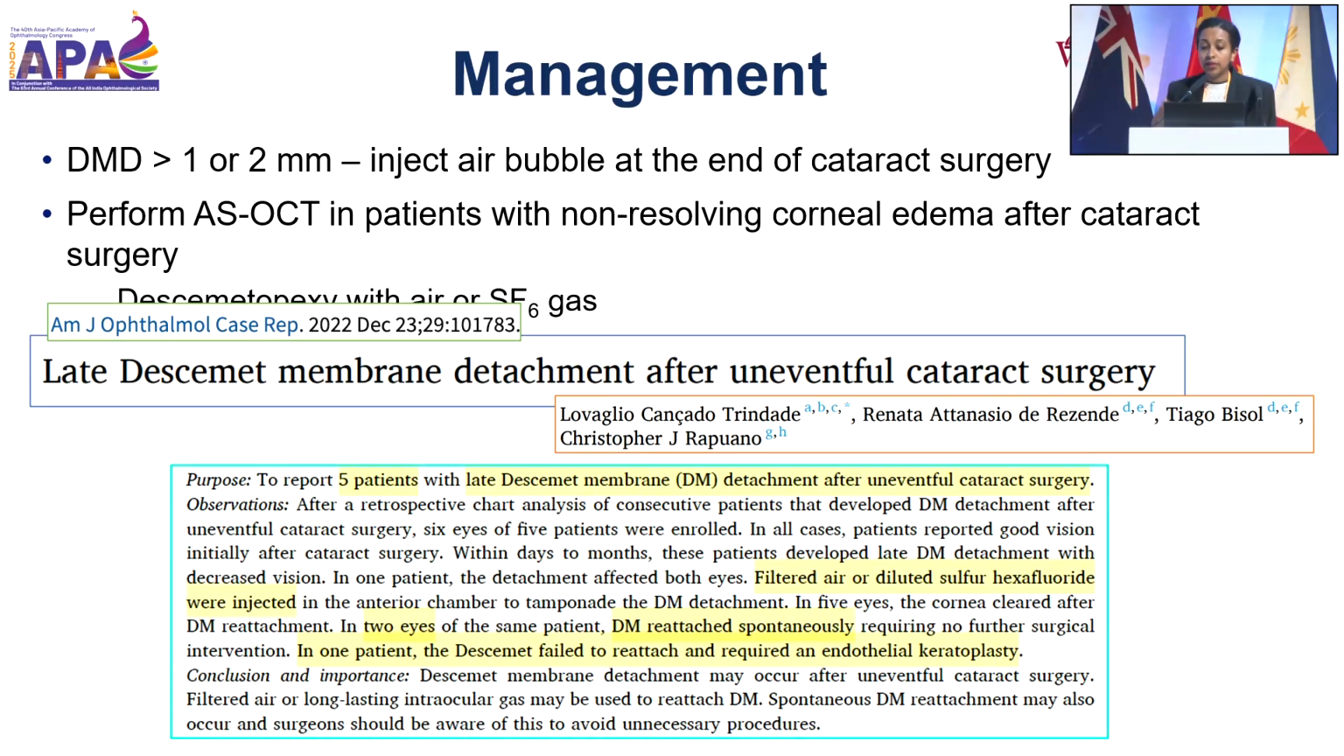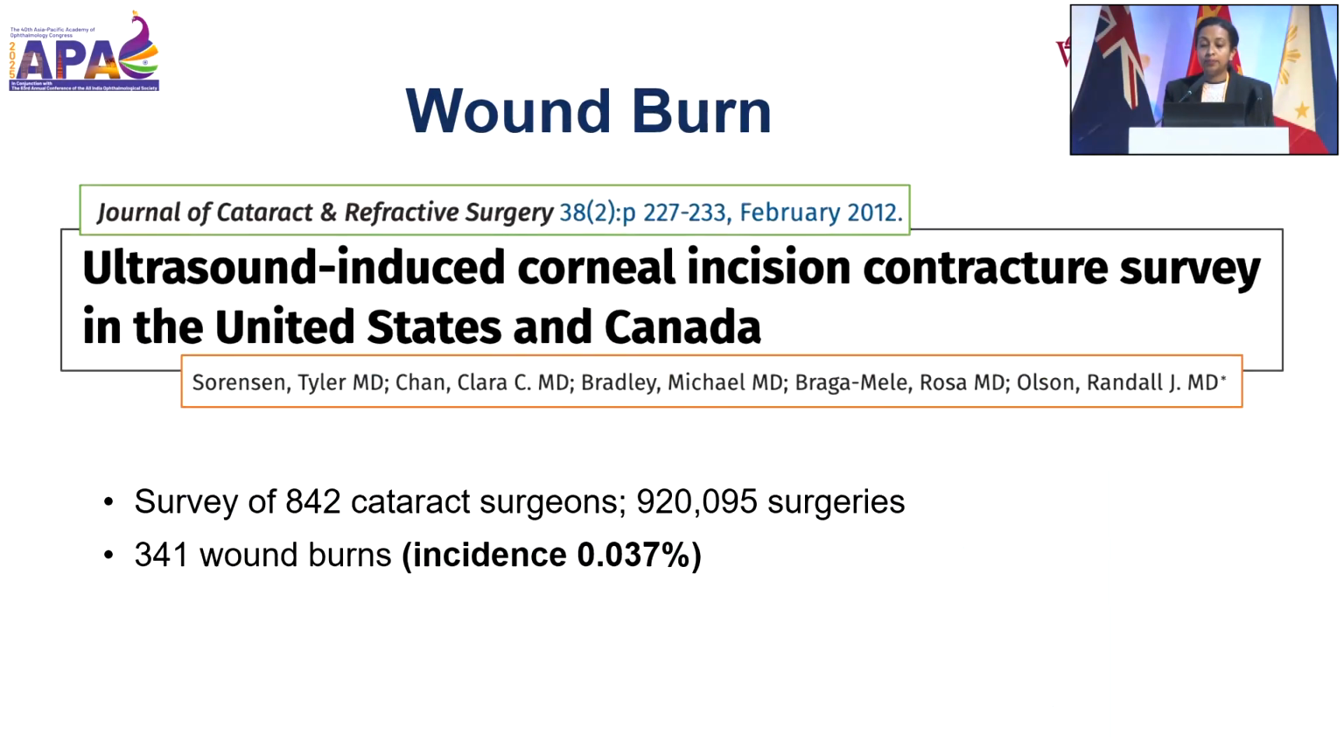So this was a study that was published in American Journal of Ophthalmology Case Reports, where it was 5 patients who presented weeks to months after cataract surgery with DM strips. Some cases required rebubble with air or gas, 2 spontaneously resolved, and 1 did require an endothelial keratoplasty.